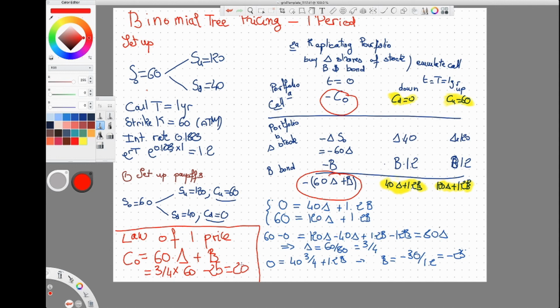Okay, so this is how to use the replicating method using a bond and a stock to price a call option. You could also do this for a put option in a one-period binomial tree.